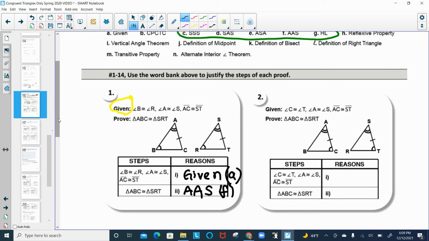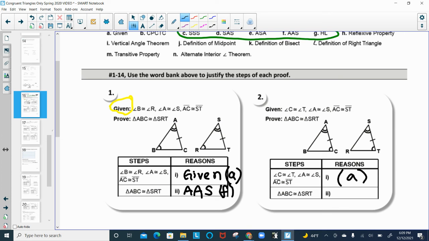Problem 2 says angle C is congruent to angle T. That's right here. Angle A is congruent to angle S. That's right here. AC is congruent to ST. That's right here. So our first reason is the given information. A, given.